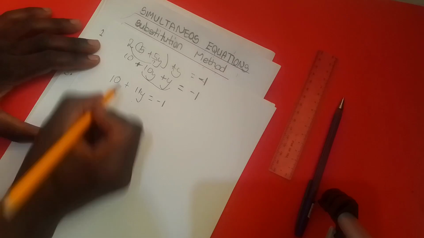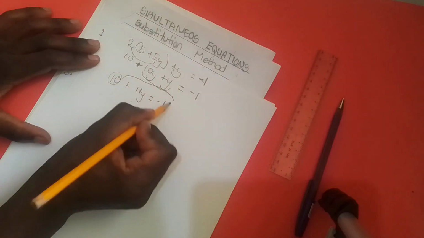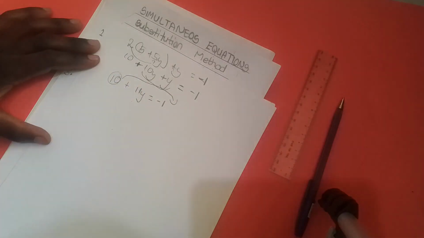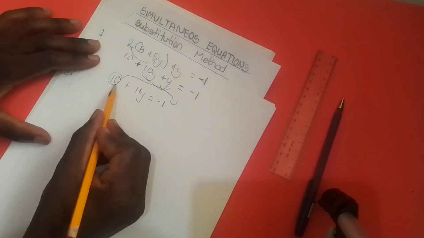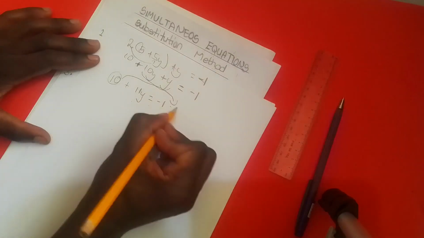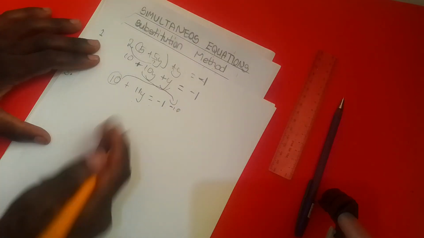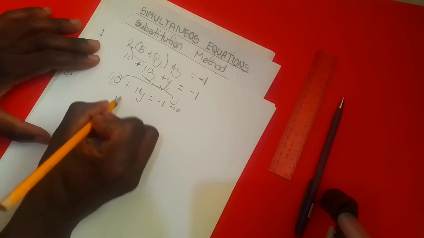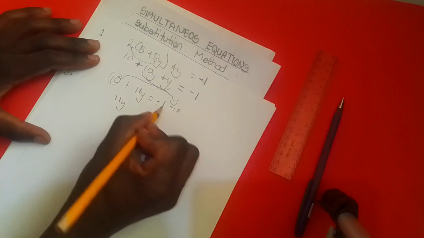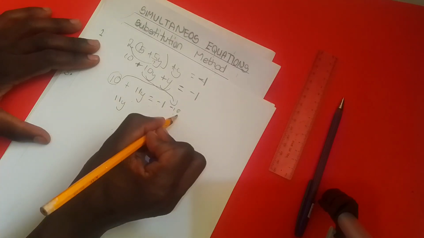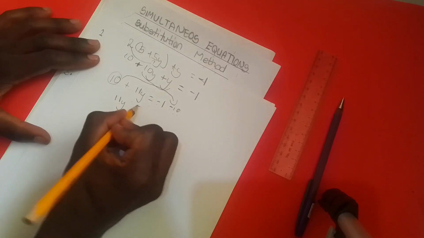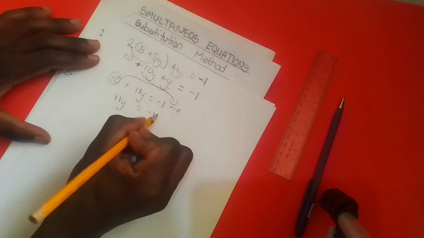So this is mathematics. When 10 flies across the equal sign, it will change sign. It's a positive 10, ultimately it will become a negative 10, leaving us with 11y. Negative 1 minus 10 is equal to negative 11. So 11y is equal to negative 11.